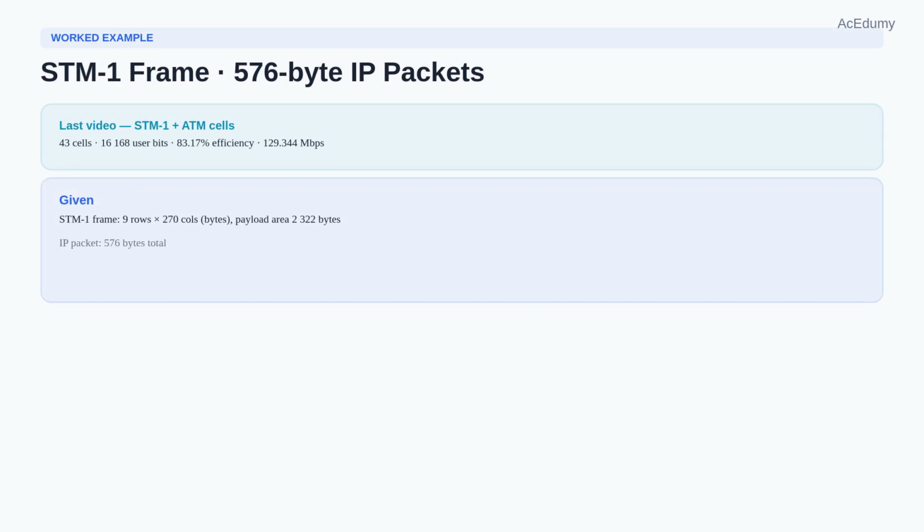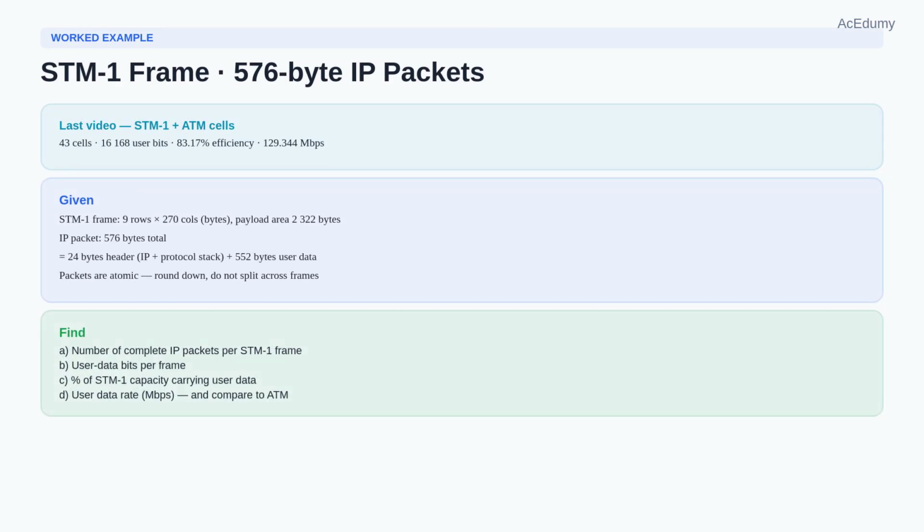Welcome back. In the previous video, we filled an STM-1 frame with ATM cells and got 83.17% user data efficiency. Today, same frame, different filling. We replaced the 53-byte ATM cells with 576-byte IP packets. Each IP packet has 24 bytes of header, the IP header plus protocol stack overhead, and 552 bytes of actual user data inside. 4 questions, same shape as last time.